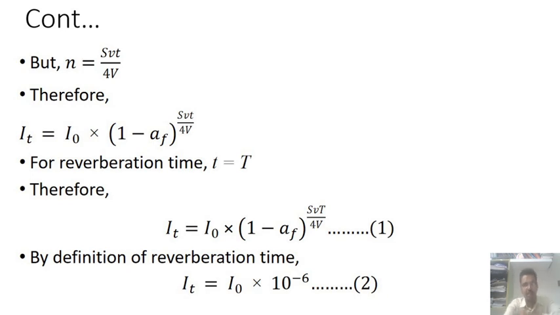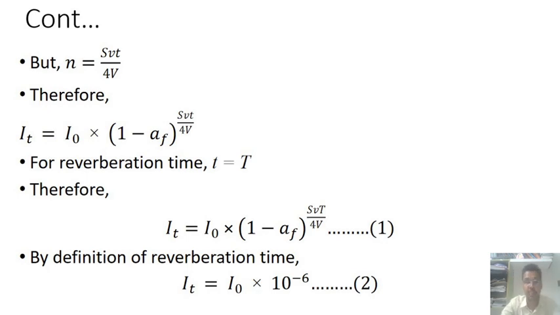Next we consider n is equal to Svt by 4V. Already we know it. Therefore, I_t becomes I naught into (1 minus A_f) to the power of Svt by 4V. For reverberation, t is equal to capital T. Therefore, from the previous equation, I_t is equal to I naught into (1 minus A_f) to the power of SvT by 4V, with capital T instead of small t.